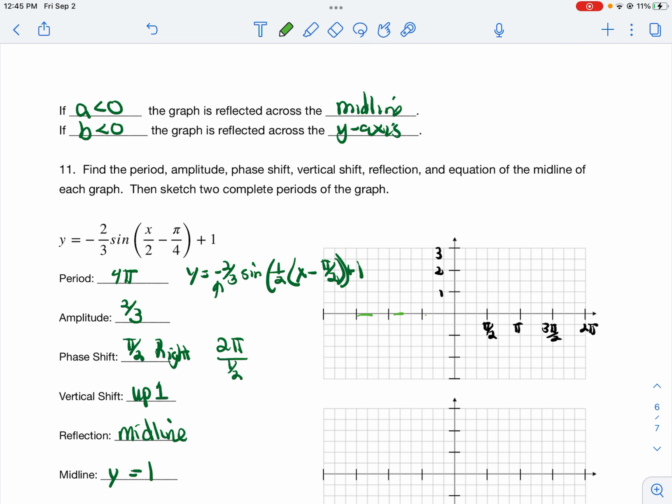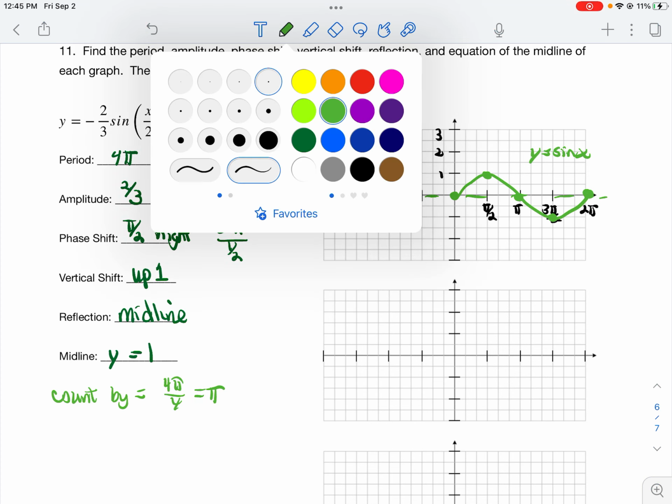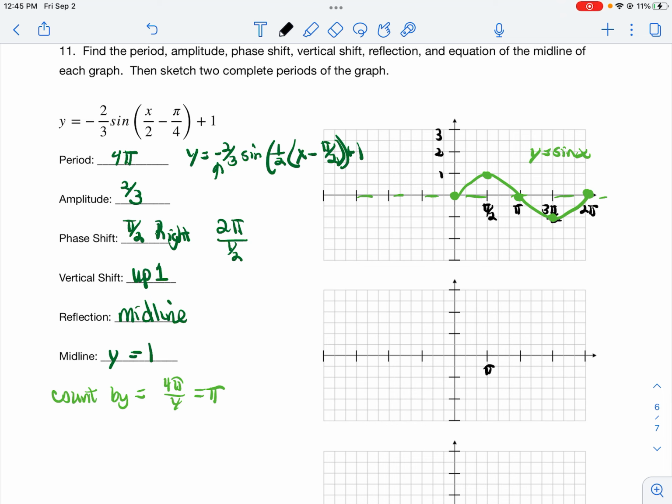All right, so our midline is starting here for our parent function. We're doing sine, so we're on, above, on, below, on. There's one parent, that's my parent function, y equals sine of x. Okay, my period is 4 pi, so I'm going to count by 4 pi divided by 4, which is pi. So I'm going to label these tick marks pi, 2 pi, 3 pi, and 4 pi.